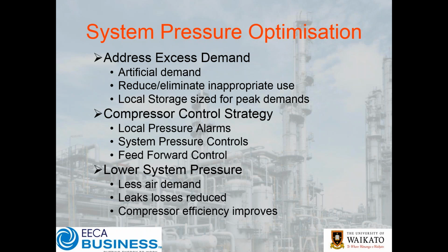So you've got things like local pressure alarms, you've got system pressure controls, a bit of feed forward control if you need to be able to bring a compressor on as required. Then as you do all that, you can eliminate or minimize your risk as you lower your system pressure. And so as you can do that, you're going to reduce your demand, reduce your losses from your leaks, and obviously your power consumption at your compressor is going to go down because your pressure ratio is less, so you're going to get a net gain in your efficiency on the supply side.